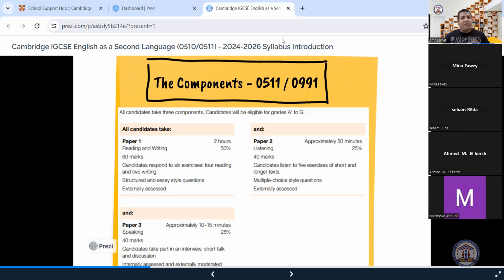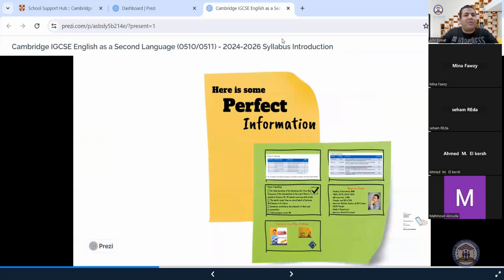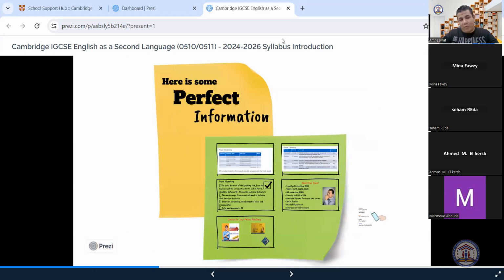For 0510, 0511, 0993, 0991, we have speaking count 10, and the marks are 50, 20, 25, 25 for the 3 papers that the student will have to be seated for. This is the difference in the component. What about the tests themselves?